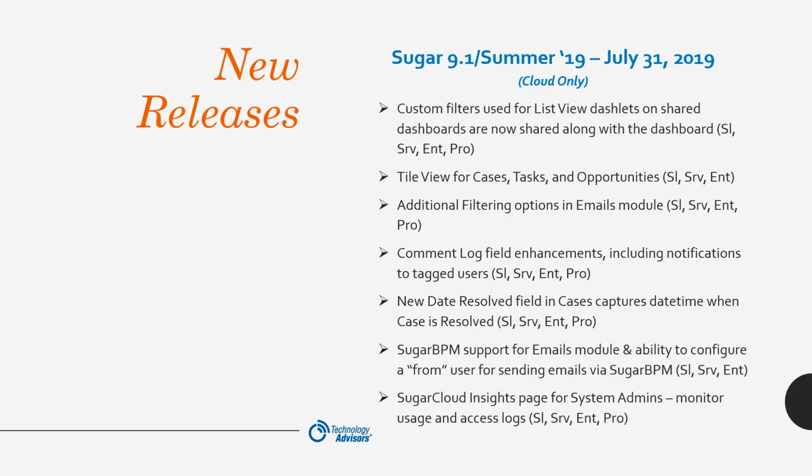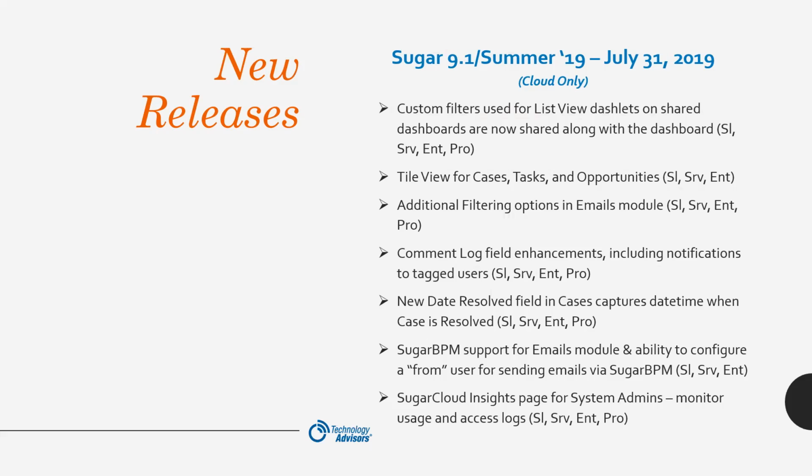Another big one is we're always looking for new functionality with Sugar BPM, or their business process engine, and now you can work with the emails module as well as configure the from. So if Sugar BPM is sending an email, you can say who it's coming from.